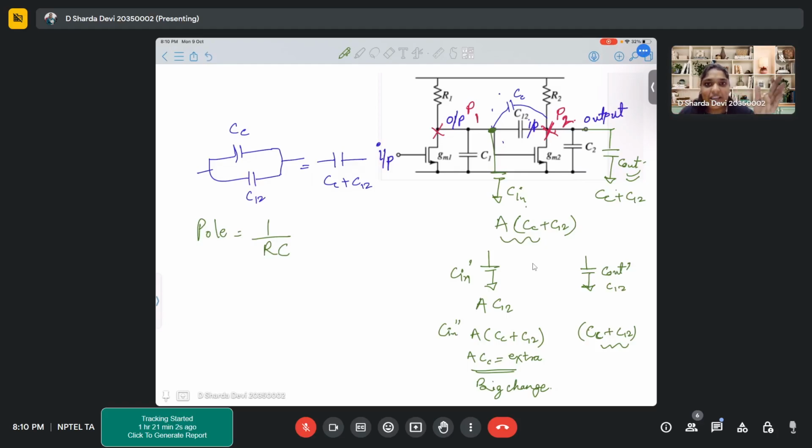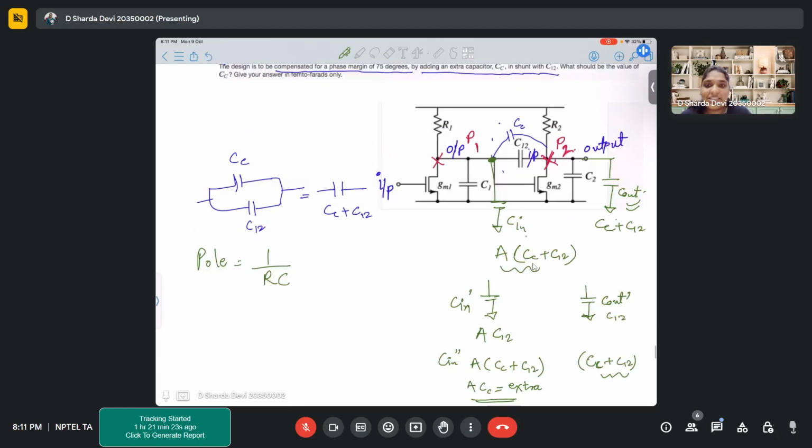Is the picture very clear to you? Is it clear how this compensation capacitor is actually helping in separating the poles? Is the picture clear to everyone? Yeah, clear, right? So that is the idea. Now we know that the compensation capacitor will definitely separate our poles.